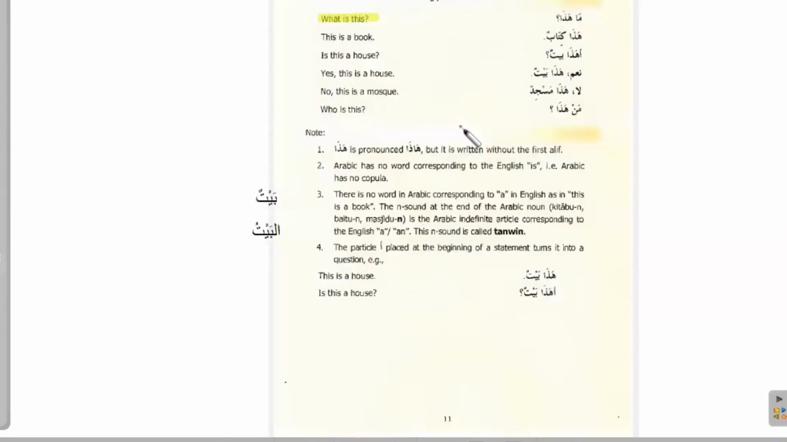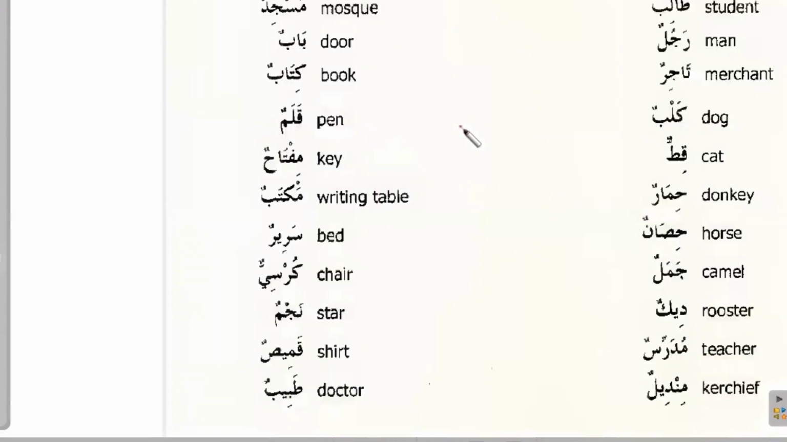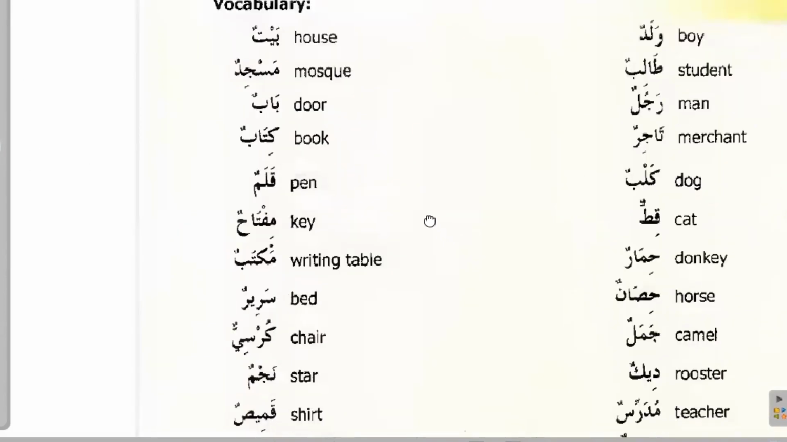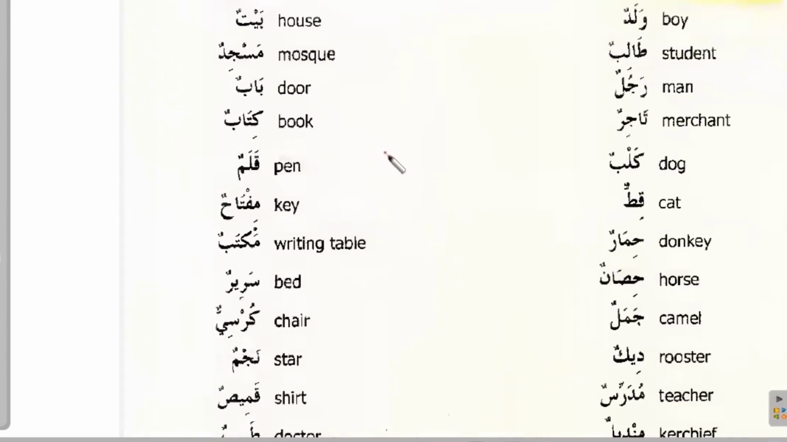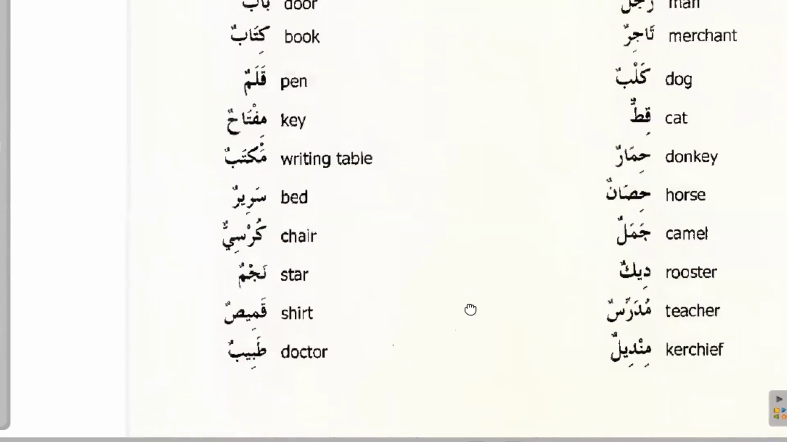So we are now looking at the vocabulary. These are the new words we have come across during the lesson. So we have here waladun, a boy, talibun, a student, rajulun, a man, tajirun, a merchant, kelbun, a dog, kittun, a cat, himarun, a donkey, hisonun, a horse, jamalun, a camel, dikun, a rooster, mudarrisun, a teacher, mindilun, a handkerchief.